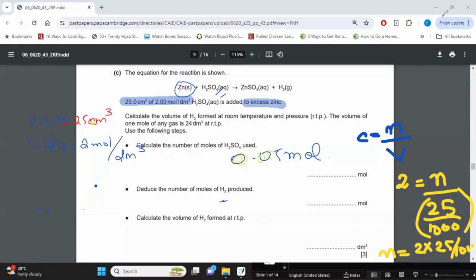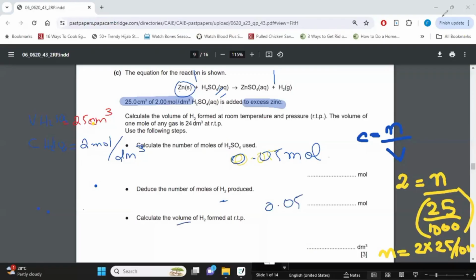Yes, you're perfectly right, by the way. The mole ratio over here is 1:1. It's an easy question. 1 mole of sulfuric acid is reacting with 1 mole of hydrogen. So the moles of hydrogen are also 0.05.